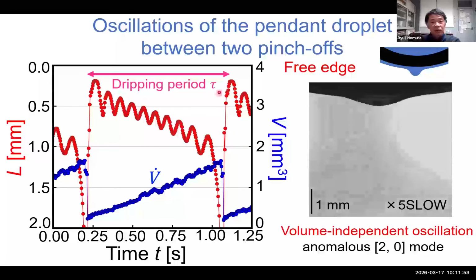The time interval between two pinch-offs, I call the dripping period, tau. During this oscillation, the volume steadily increases like this, so from the slope of this volume increase, I can measure the flow rate, V dot. And as I said, in this free edge case, the time-independent oscillation means a volume-independent oscillation. So I call this anomalous 2-0.